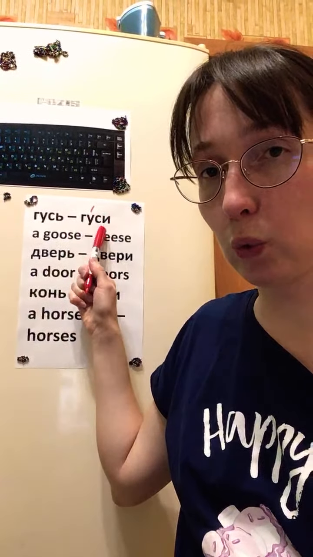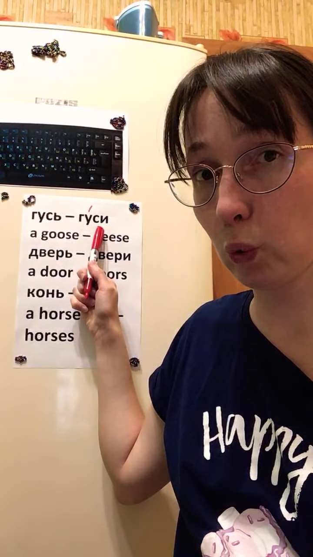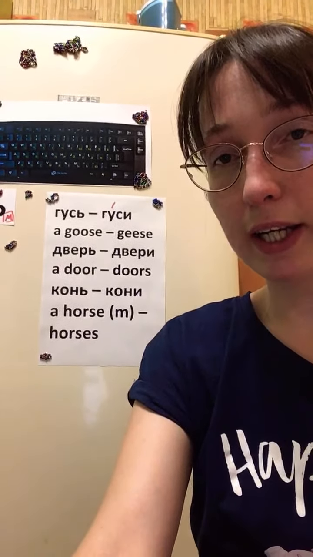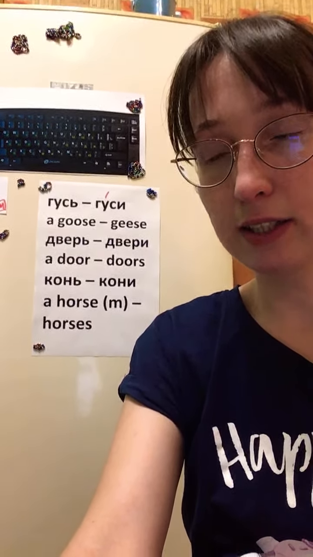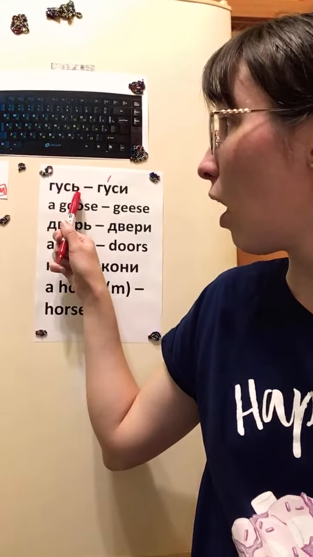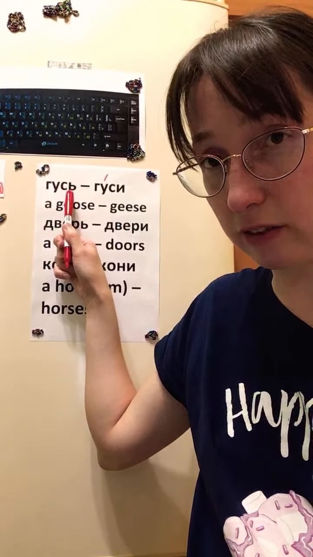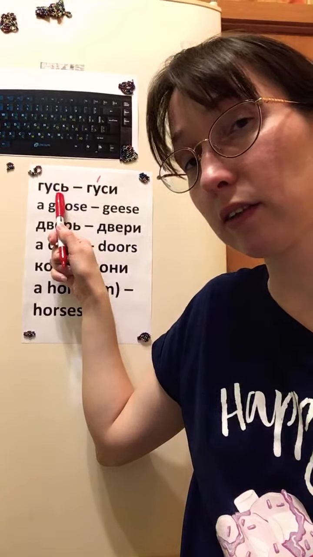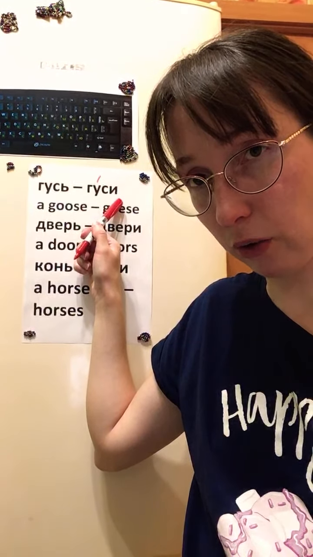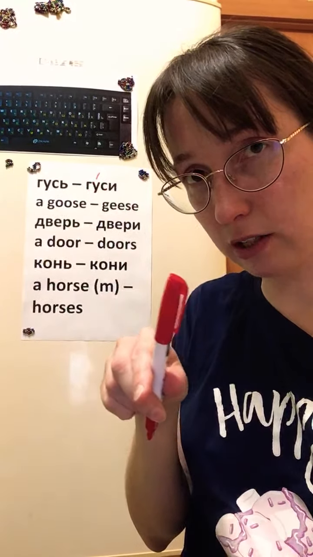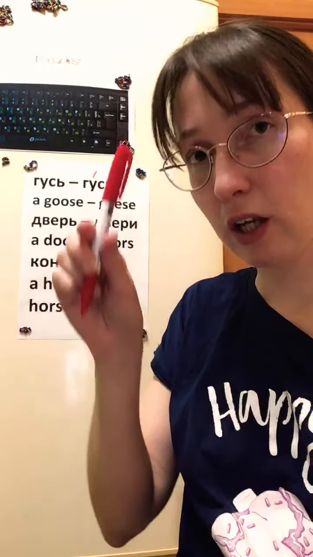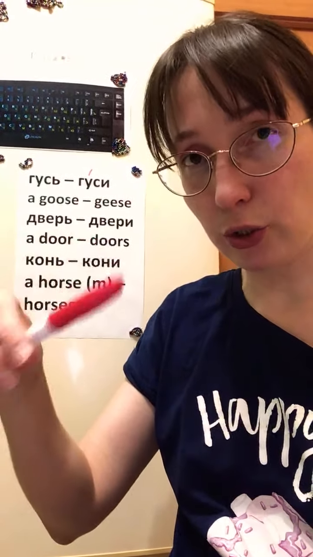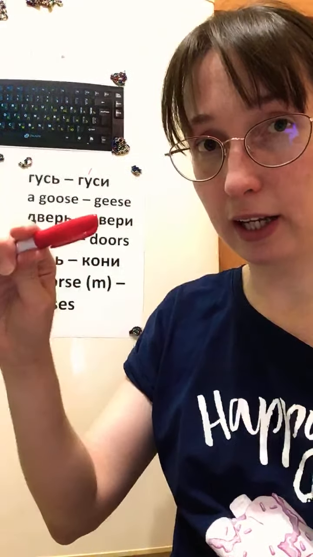Goosey, goosey, plural, goosey. You can see that when we change a singular noun to a plural one, we replace the letter мягкий знак with the letter E. Goose, goosey. Okay? So you need to know that when you put a singular noun with the soft sign at the end to the plural form, you need to replace the soft sign with the letter E. Okay?